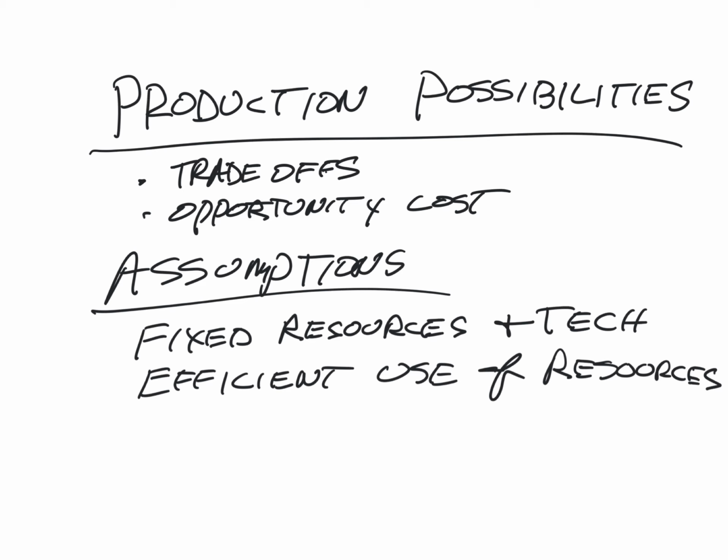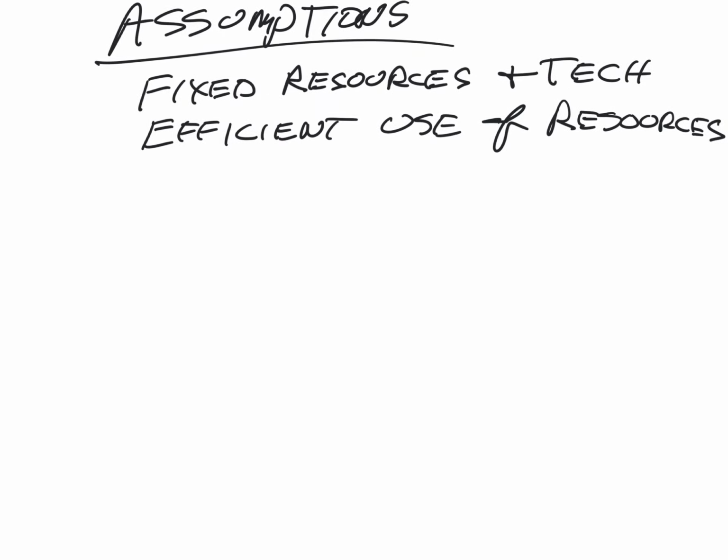This is just another way of saying the fixed resources and technologies. This is another way of saying that the production possibilities curve is at a point in time. It's not over time. It's not from point A to point B in time. It's at a given point in time. So at any given point in time, of course, resources are fixed and technology is fixed.